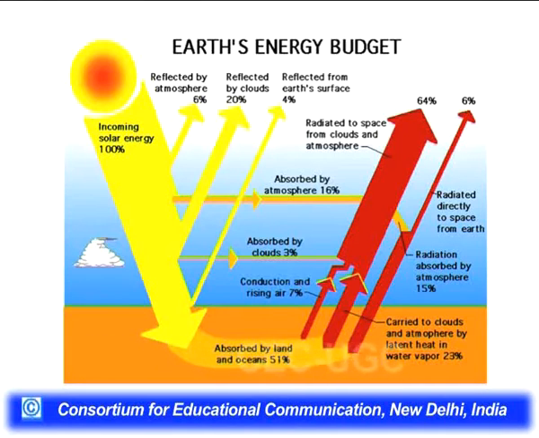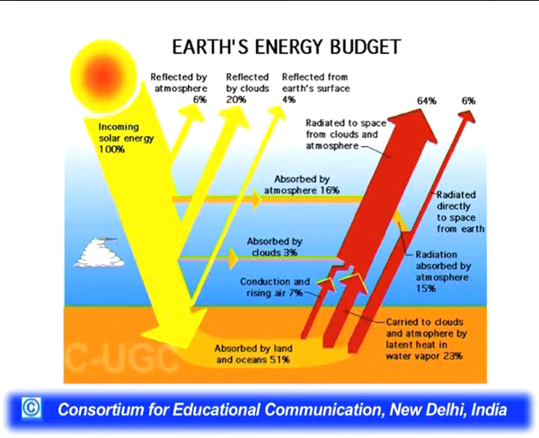Here 100% is coming, 6% is reflected by the atmosphere, 20% is reflected by the clouds, 4% is reflected by the earth's surface, and the remaining 70% reaches the earth's surface. Out of that, 16% is absorbed by the atmosphere, 3% is absorbed or utilized by the clouds, while 51% is absorbed by the earth's surface as well as the ocean.